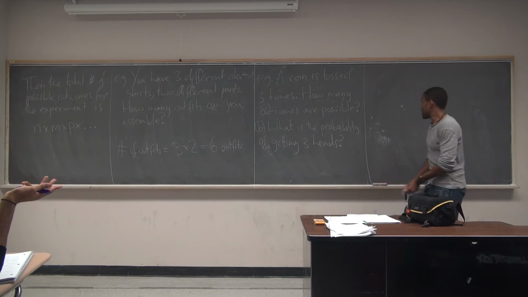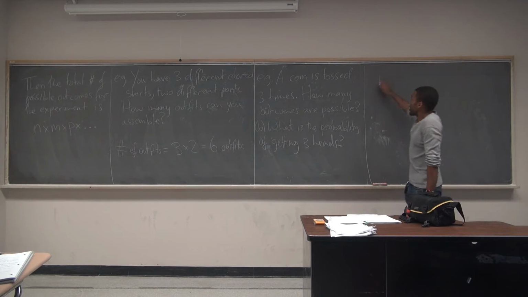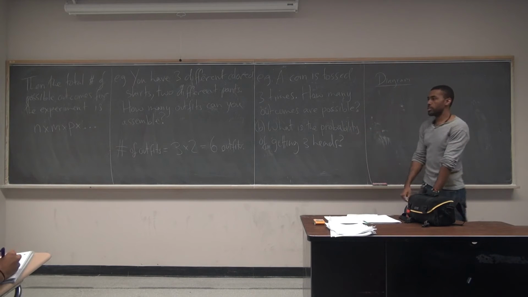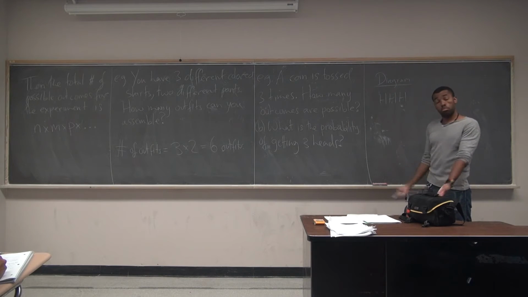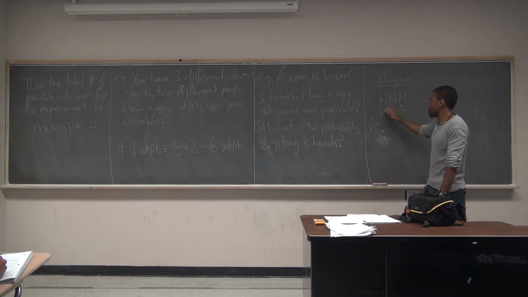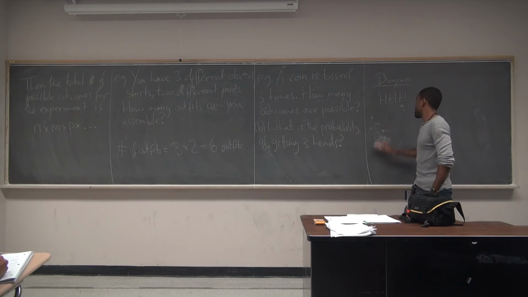There's only 2 different outcomes per flip. So, there are a couple ways you can do it. You can do it by diagram. What are some possible situations? Well, I can flip and get 3 heads. Or, I can get a head on the first one, then tails. Let's actually fill this out systematically.